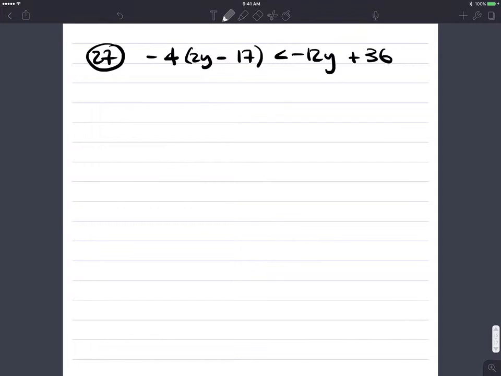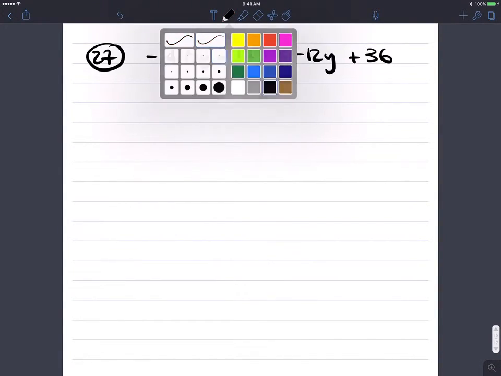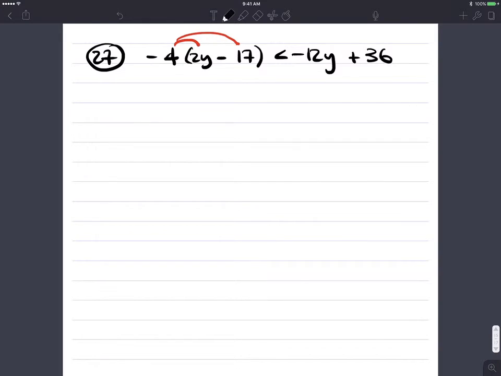Number 27. We're going to solve this linear inequality for y. On the left side, we're going to use the distributive property to remove our parentheses. Negative 4 times 2y is negative 8y. Negative 4 times negative 17 is positive 68. This is less than negative 12y plus our 36.